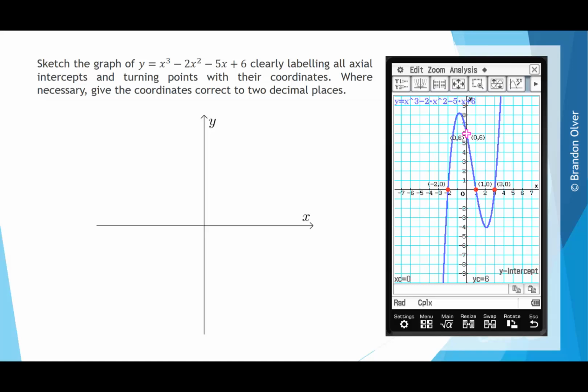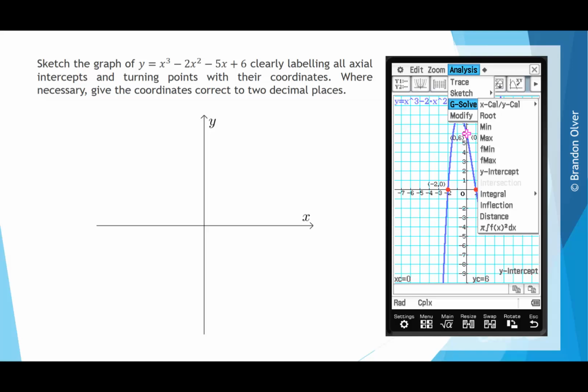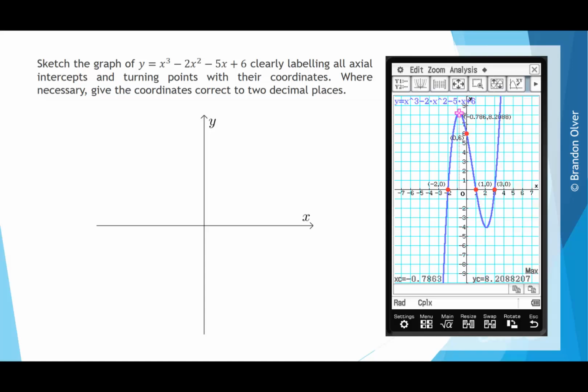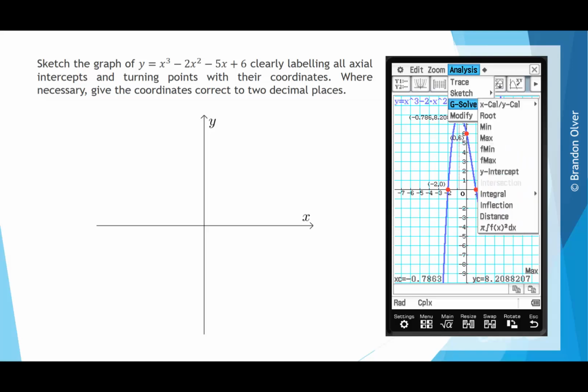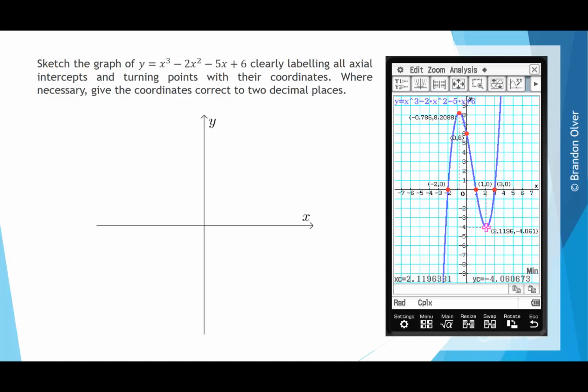To find the turning points, we can go Analysis G-Solve, and to find the turning points, we can click Minimum or Maximum. So for the first one, we can click Max, and that will give us the coordinates as a decimal for the maximum turning point of this graph. Next, going Analysis G-Solve Min will find the other turning point for us, and hitting Execute will lock that onto the graph. Next, our task is to simply copy this out onto our graph.